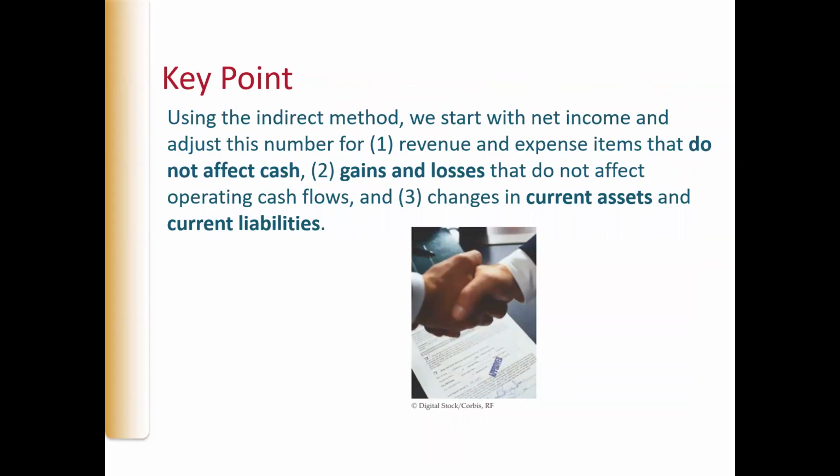When we use the indirect method, we start with net income and we adjust this number for revenue and expense items that don't affect cash, for gains and losses that don't affect operating cash flows, and changes in current assets and current liabilities.